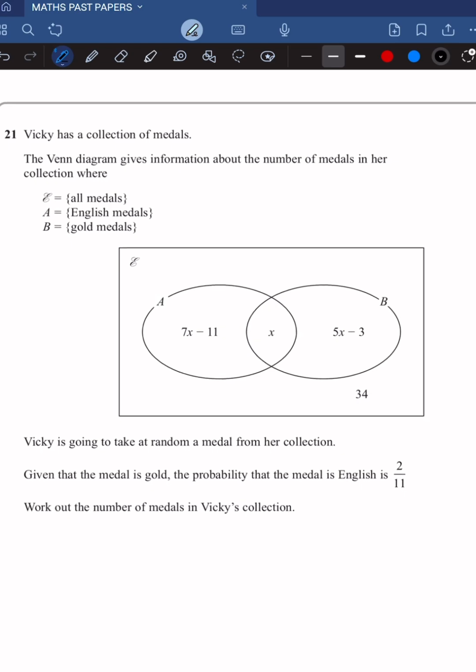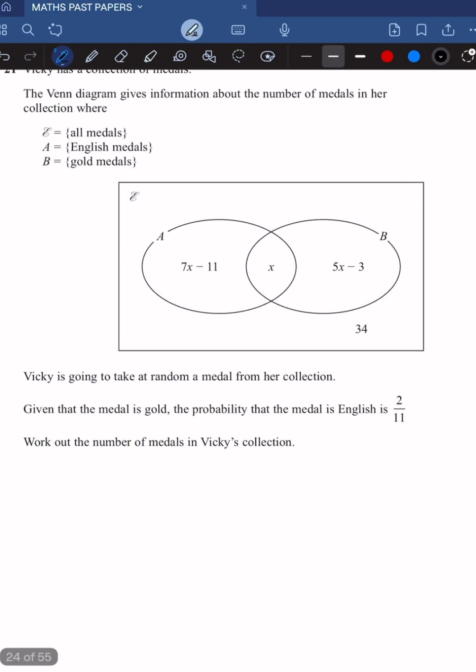Vicky has a collection of medals. The Venn diagram gives information about the number of medals in her collection, where the set is all medals, A is English medals, and B is gold medals. Vicky is going to take at random a medal from the collection. Given that the medal is gold, so looking at the set B, the probability that the medal is English is 2 over 11. Okay, so therefore I know that. Let's just carry on. Work out the number of medals in Vicky's collection.